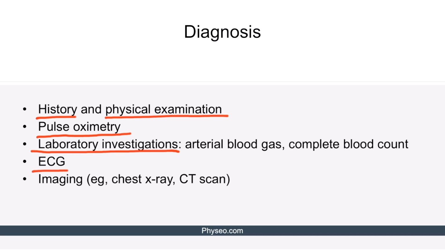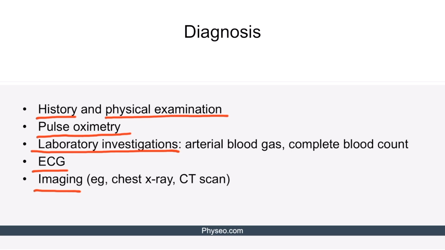ECG may show evidence of a cardiovascular cause of dyspnea, such as arrhythmias or ischemic heart disease. Imaging studies that can be done include a chest X-ray or CT scan. A chest X-ray can reveal pneumothorax, pleural effusion, pulmonary vascular congestion secondary to heart failure, or infiltrates due to pneumonia.